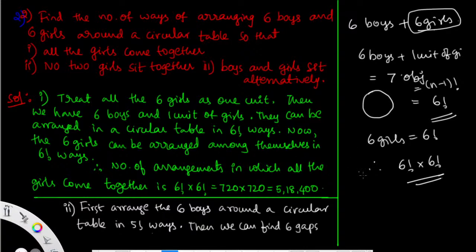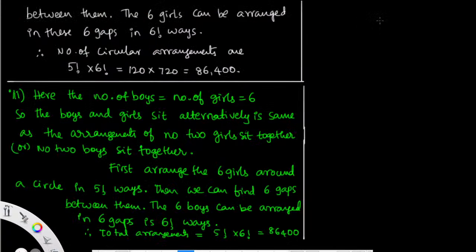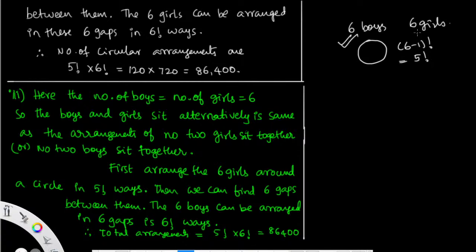So no two means you have to arrange by the gap method. 6 boys and 6 girls are there. 6 boys and no two girls come together means you first arrange the 6 boys in the circular way. In the circular way, 6 boys can be arranged in 6 minus 1 factorial ways, that is 5 factorial ways.